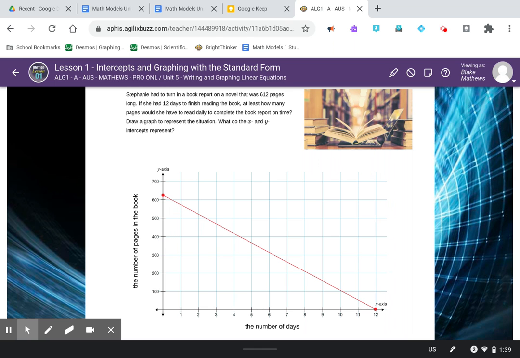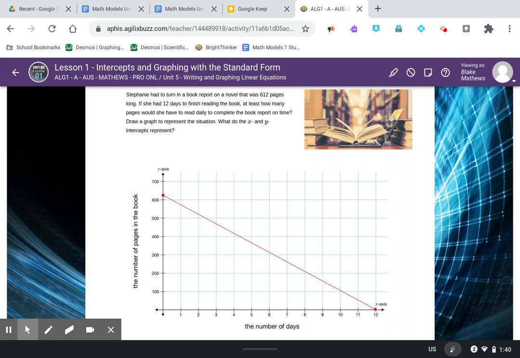On our y-axis, we have the number of pages in the book. It's right here. Along the x-axis, we have the number of days. And you can see that the number of pages that she has to read decreases as we go along the days until we get down to no pages. So let's talk about what the points we see here mean. That would be the x and y intercept. This would be the y-intercept, and you can see very clearly this is at the number 612, which came from the problem here.